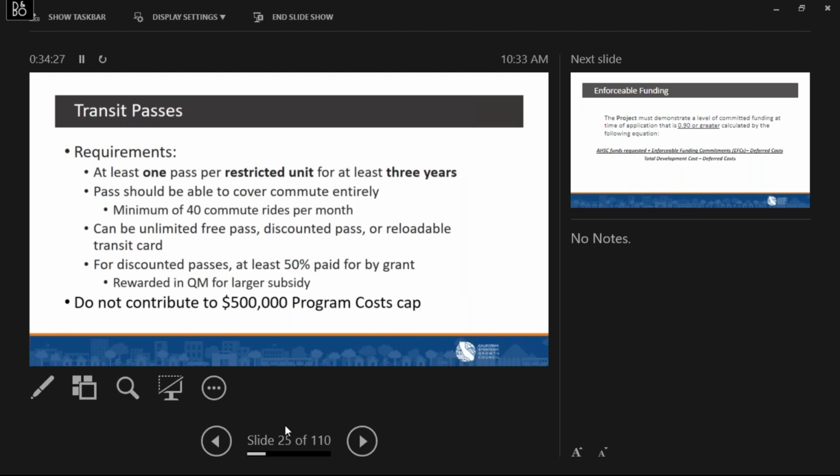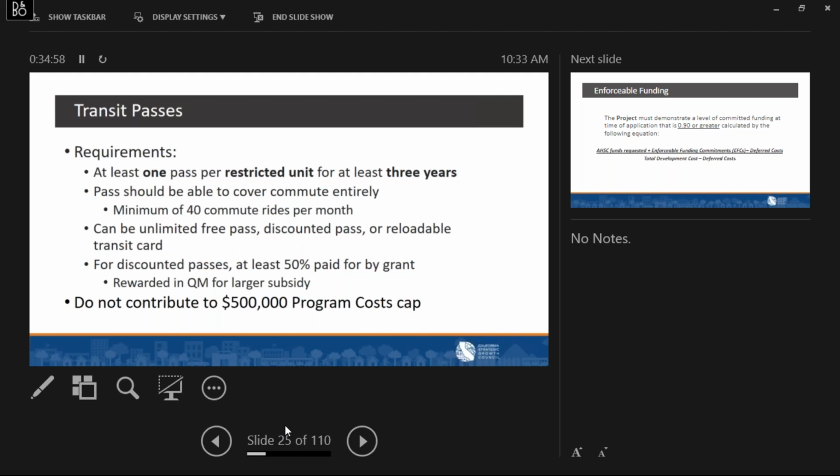Our requirements for transit passes is that you're required to provide at least 1 pass per restricted unit for at least 3 years, a minimum of 40 commute rides per month. So that can be an unlimited free pass, it can be a discounted pass, or it can be a reloadable transit card. If you're doing discounted passes, it has to be at least 50% discounted, and that will be covered by the AHSC grant.